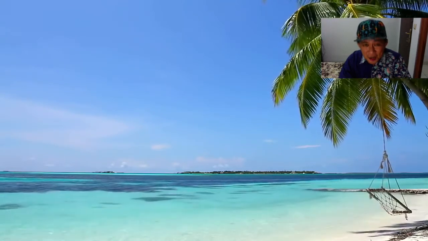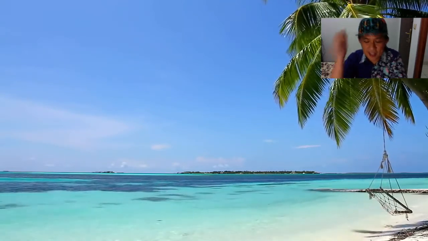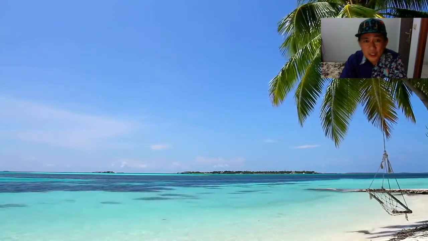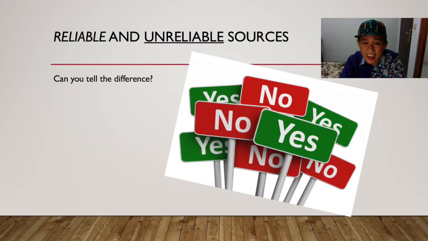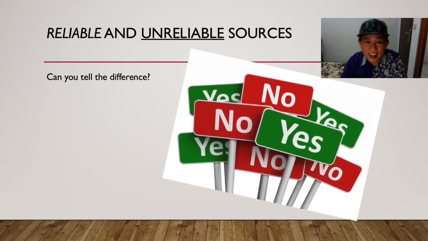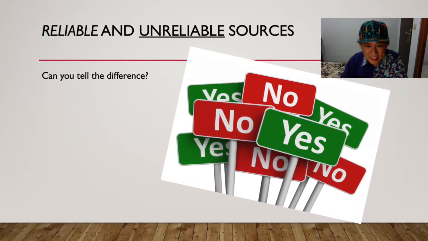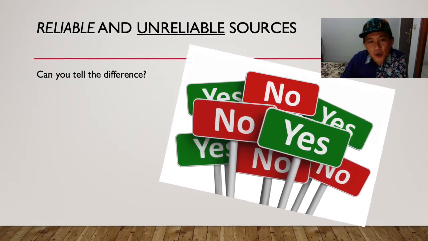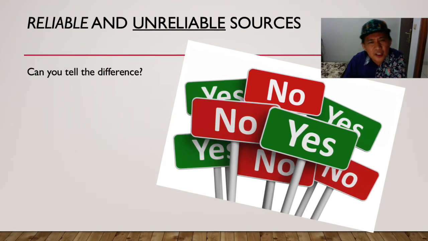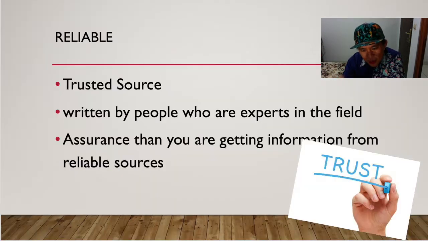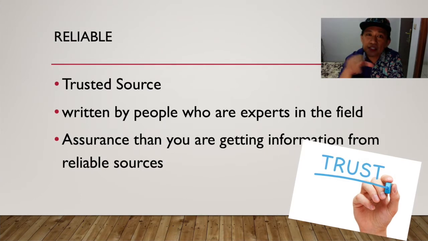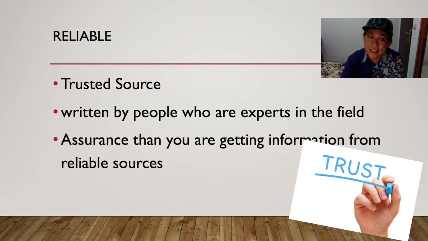All right. So we're doing research, and the first thing to know when you do research is what will be your resources, and whether you can tell the difference between reliable and unreliable resources. So, reliable resources, what do you need that for? When researching, you always need to be sure that you are getting your information from reliable sources.